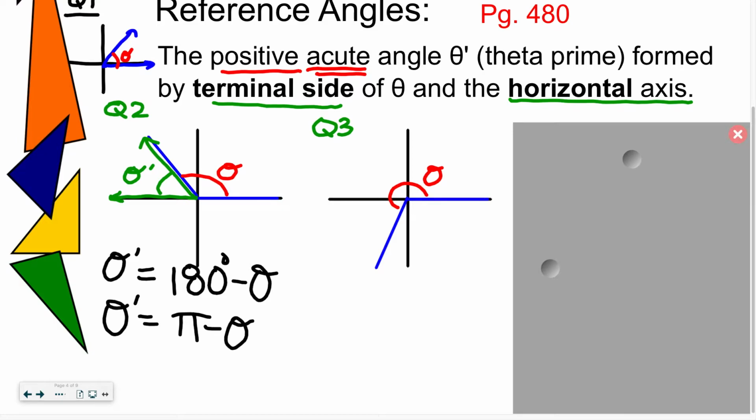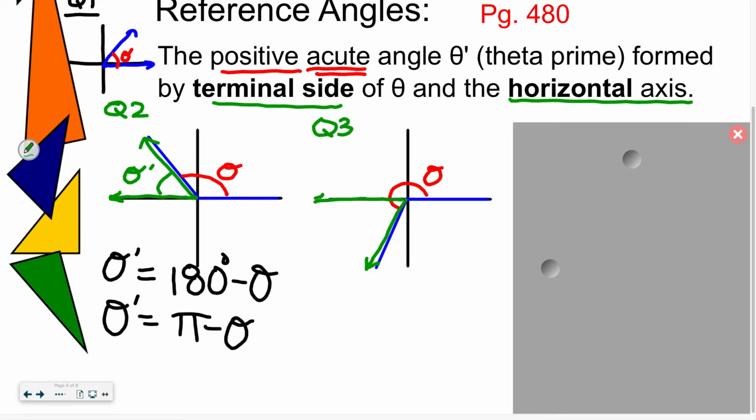So again, obviously theta, the red angle, does not fit the definition of a reference angle because it's way over acute. Okay, it's more than 180 now, isn't it? So we would think about, okay, what does the reference angle look like in quadrant 3? It's formed by the terminal side and the horizontal axis. You could go either way to the horizontal axis, but only one way is acute. If I go to the negative side, right?